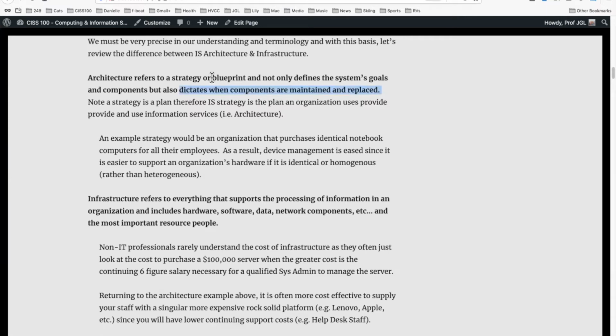So architecture is that strategy or a blueprint. And I just have an example strategy. An organization purchases identical notebooks for all employees. Why? Because management becomes easy. If I have a homogeneous environment, it makes it very easy to manage. Of course, all my employees say notebooks. I can extend this into the decision of, am I buying my salespeople iPhones or Android? I can pick up Android phones for a lot less money. But with iPhones, you have the standard architecture, which is nice.